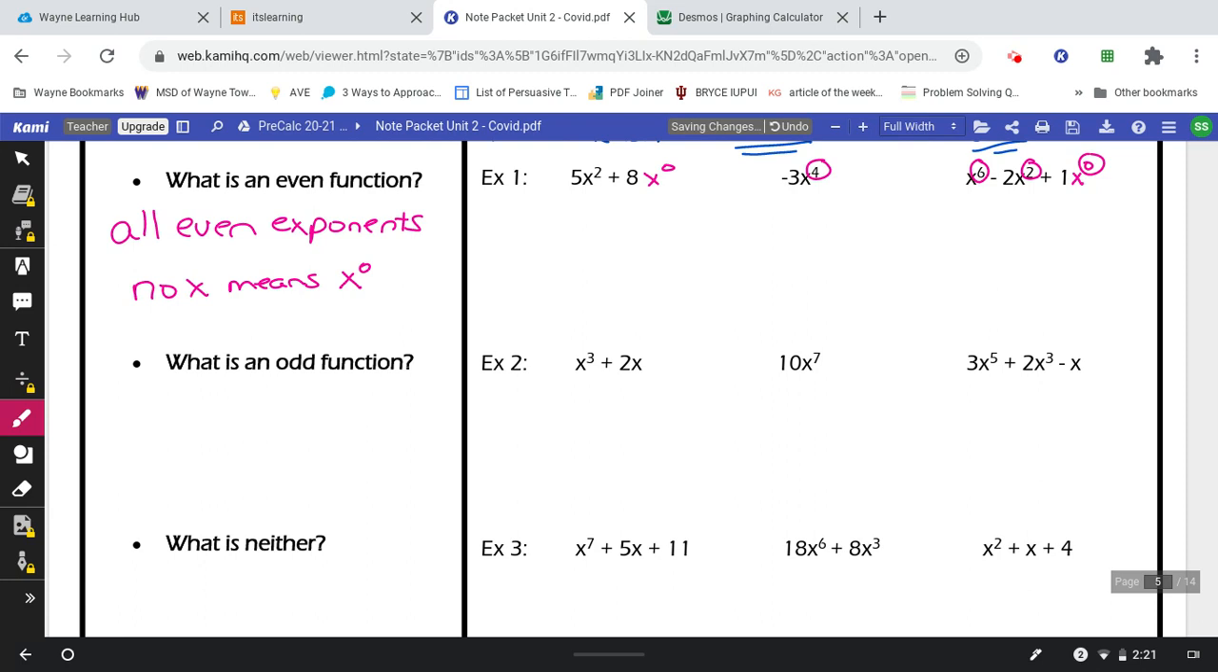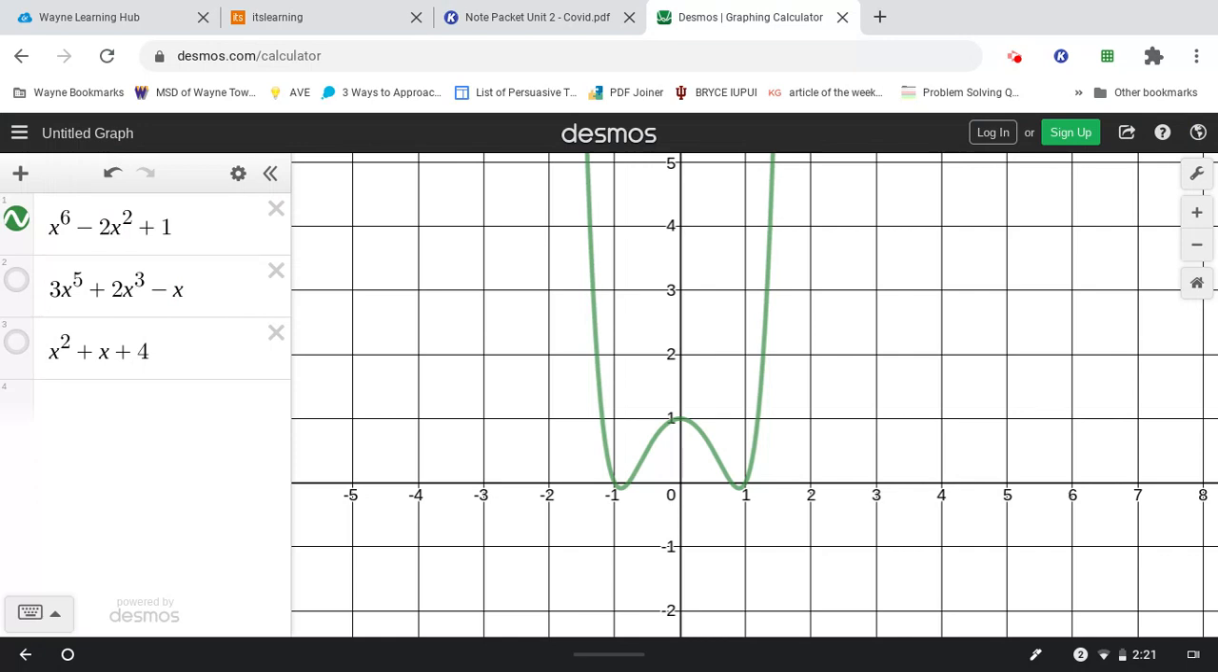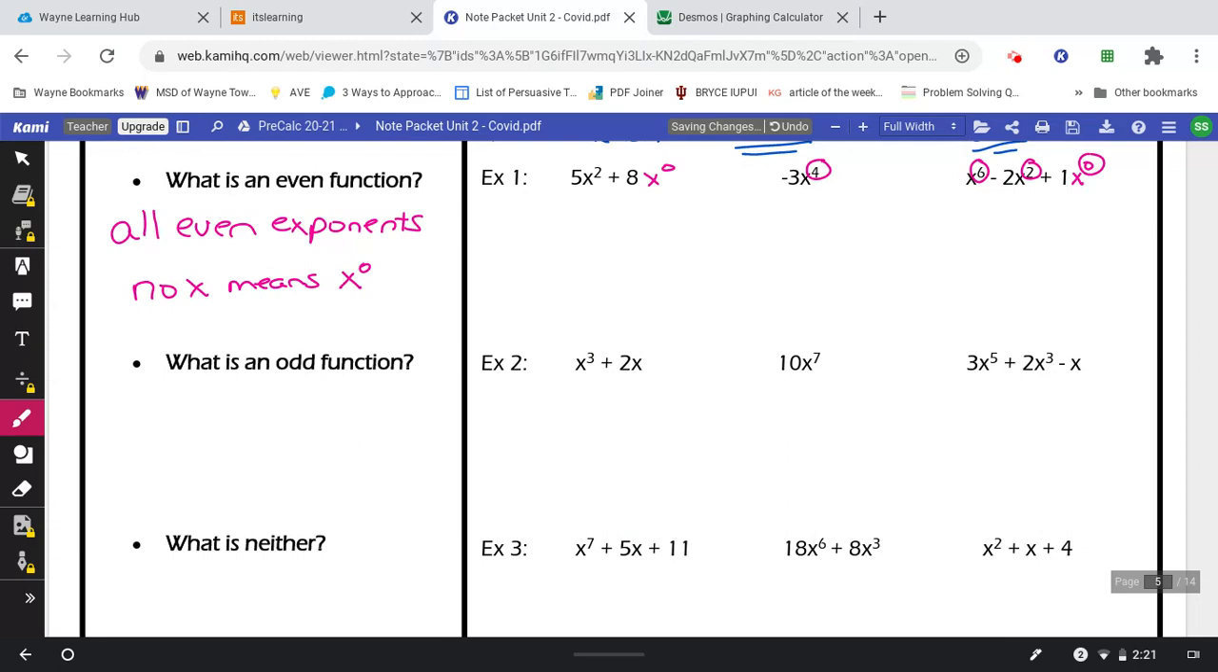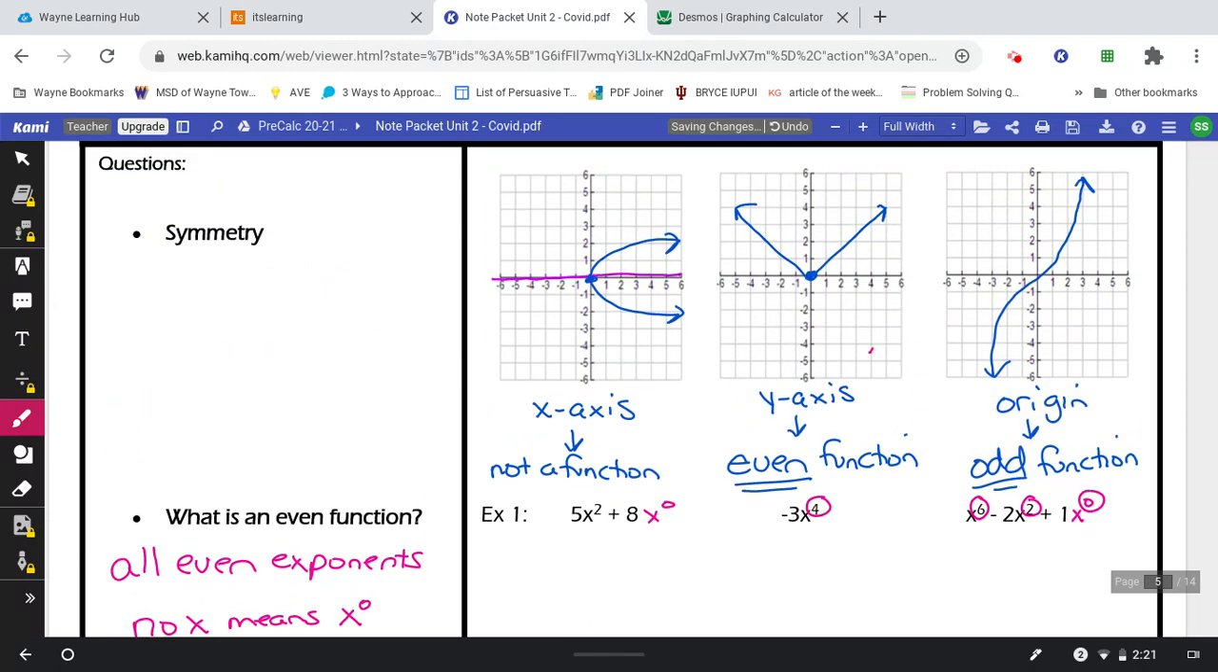I'm going to show you what this last one looks like on a graph, just so you can see it. So right here, I just plotted x to the 6 minus 2x squared plus 1. And notice you have this y-axis symmetry. The y-axis cuts it down the middle, and it looks the same thing on the right as it does on the left. That is your even functions, kind of like this one up here.